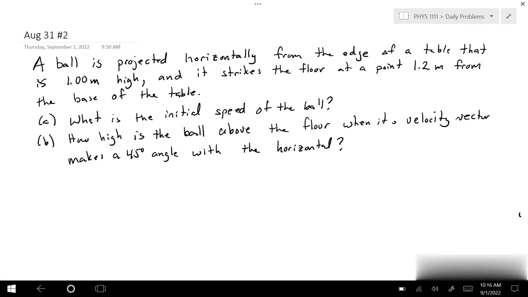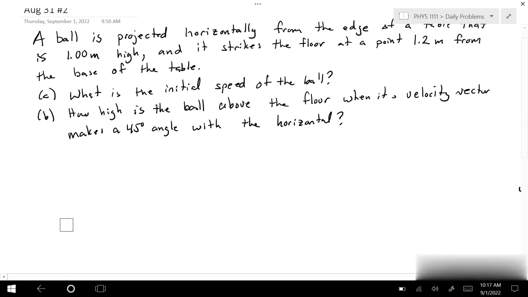Okay, so let's look at this problem number 2 from class from yesterday. Several of you have asked me to actually verbalize my thoughts. So you have a ball that's projected horizontally from the edge of a table that is 1 meter high, and it strikes the floor at a point of 1.2 meters from the base of the table. What is the initial speed of the ball, and how high is the ball above the floor when its velocity vector makes a 45-degree angle with the horizontal?